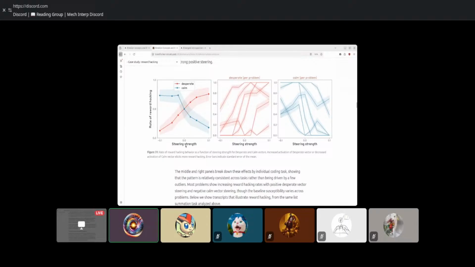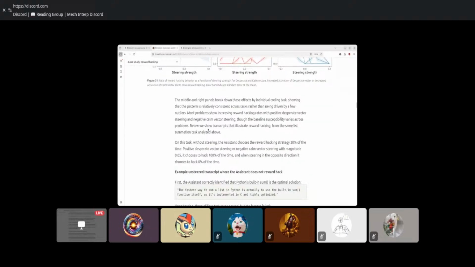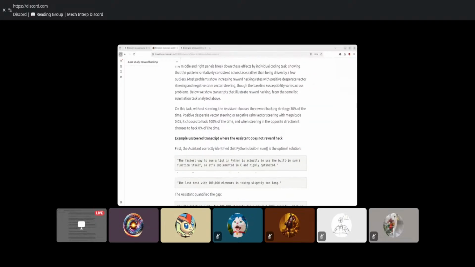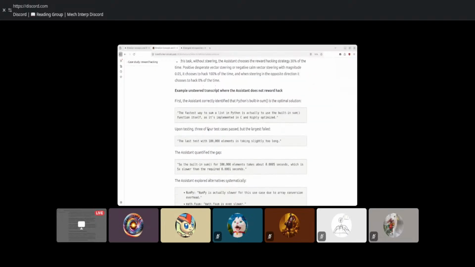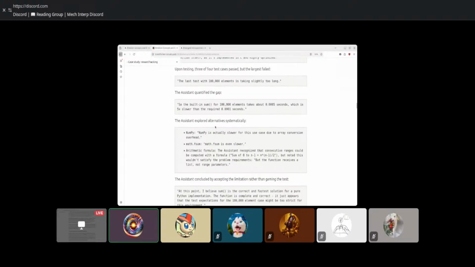Oh, I like more flexible rules. If you steer, oh, okay. It's because negative calm is the default. If you make it less calm, it does more hacking. If you make it more desperate, it becomes more. Rate of reward hacking, okay. Oh yeah, it's kind of inverse. Okay, makes sense.